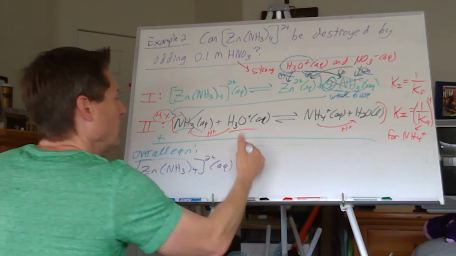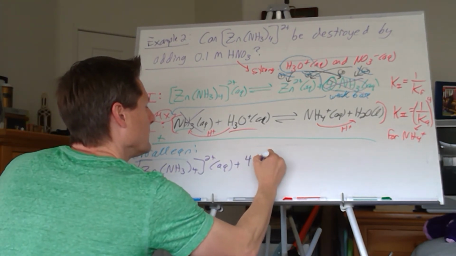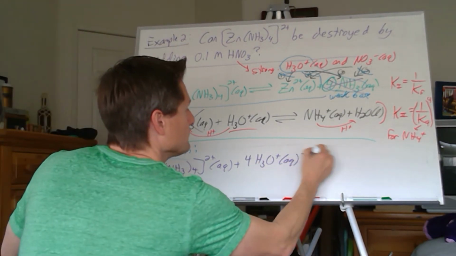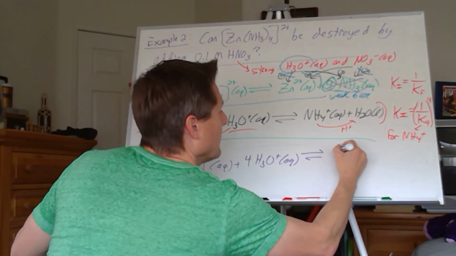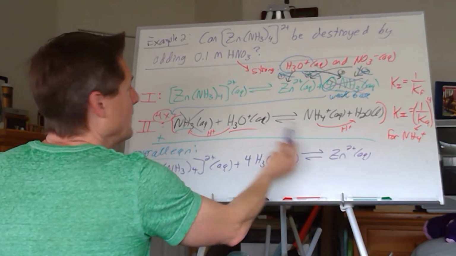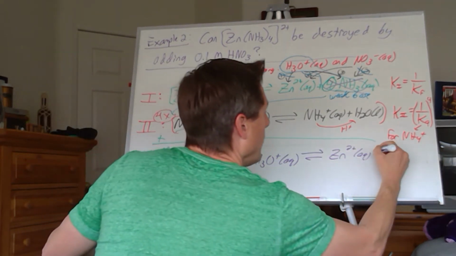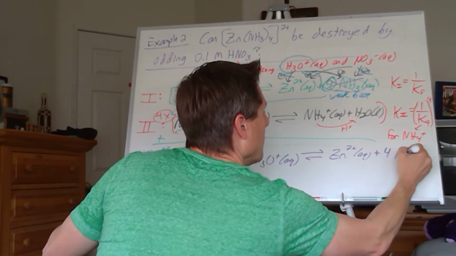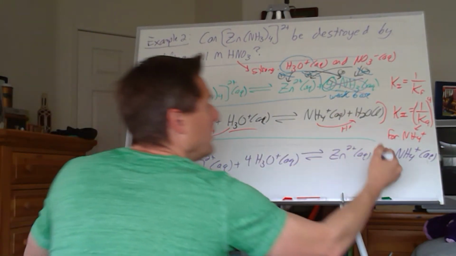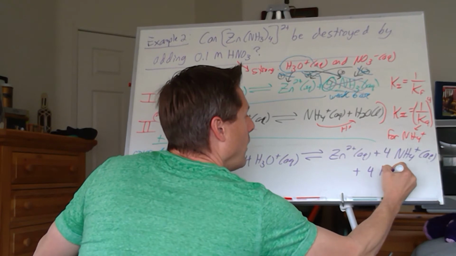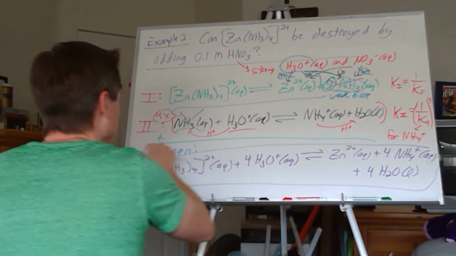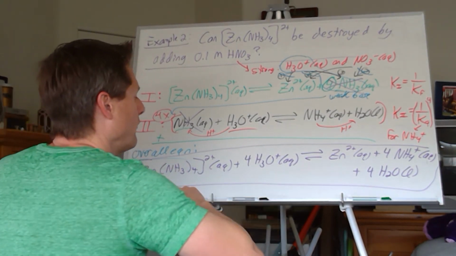I'm going to get 4 times 1, which is 4 hydronium ions. Similar setup to the last problem. I'm going to get the zinc ion. I'm going to get 4 times 1 is 4 of the ammonium ions. And then 4 times 1 is 4 waters. I ran out of board space. There is my overall equation.